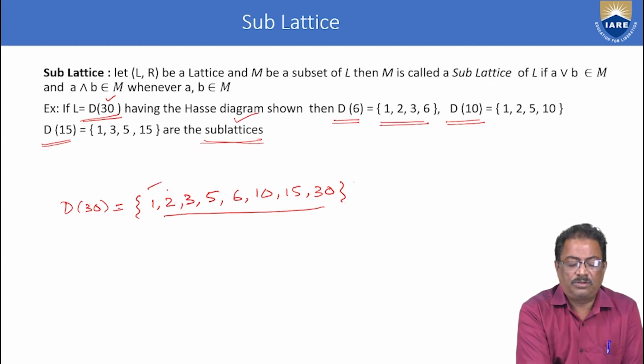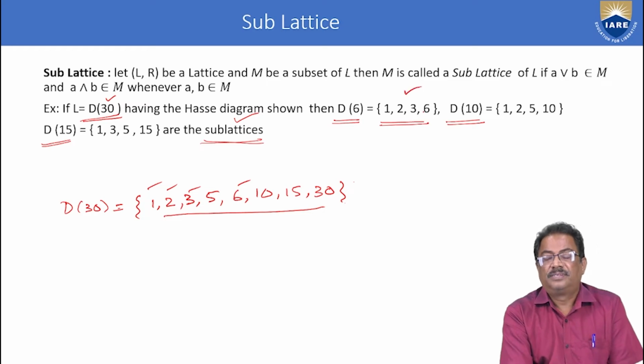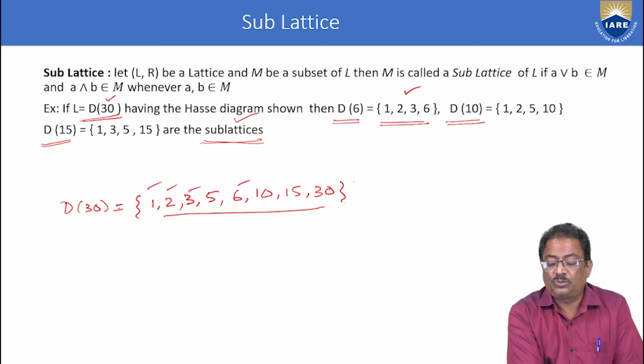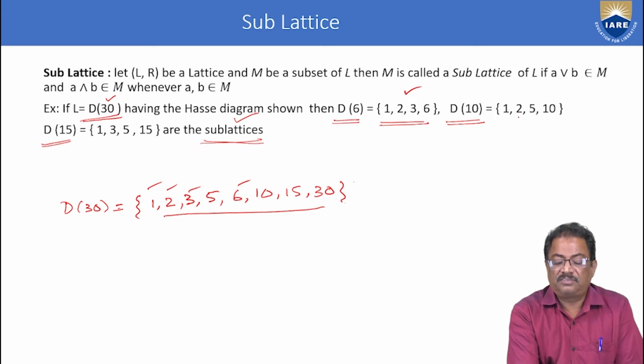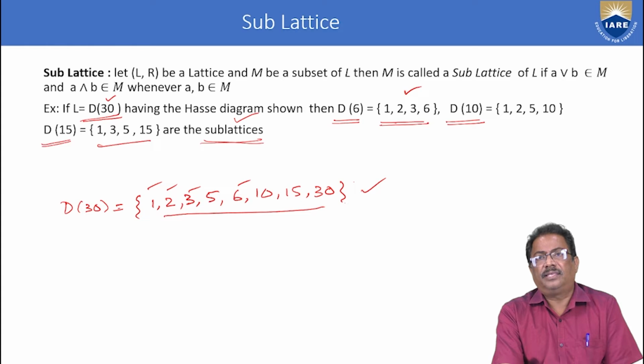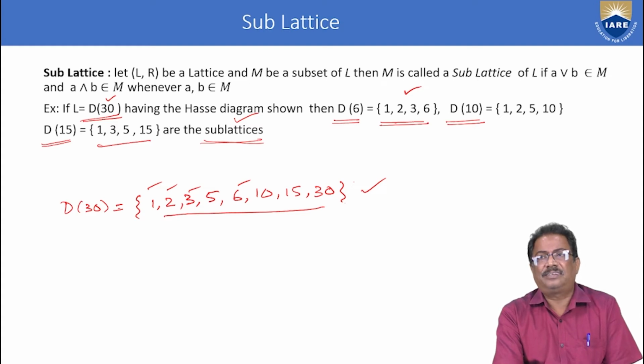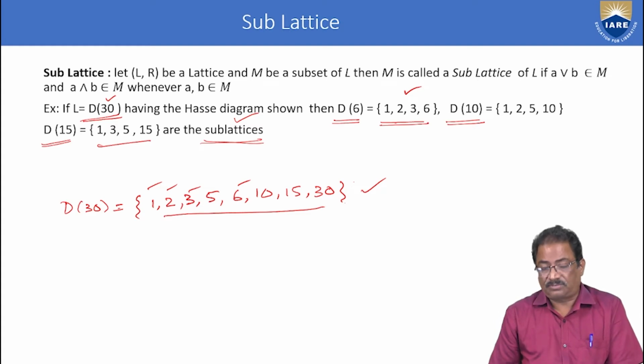Now you can consider D6. D6 is 1, 2, 3, 6. Obviously it is a subset. D10, if you consider 1, 2, 5 and 10, is also a subset. 1, 3, 5, 15 is also a subset of this. So these are the subsets of D30. Now we have to verify whether D30 is a lattice, and of course show that the subsets D6, D10, D15 are sublattices.